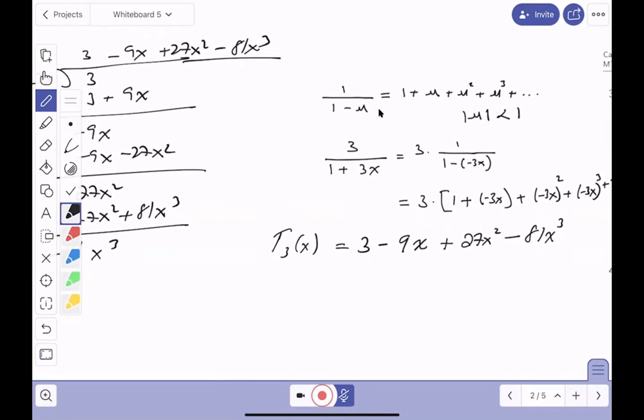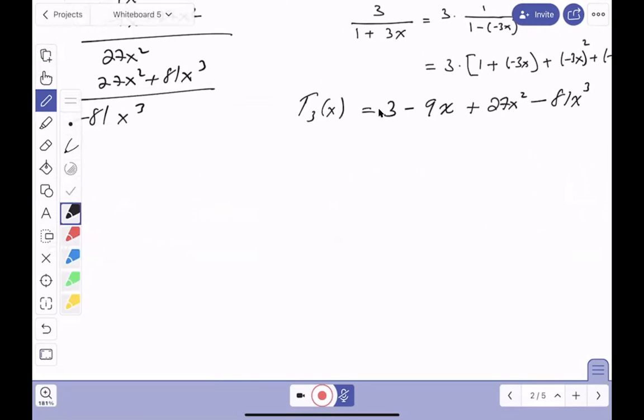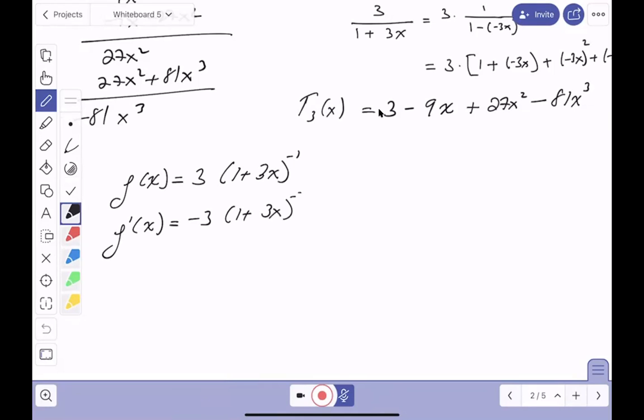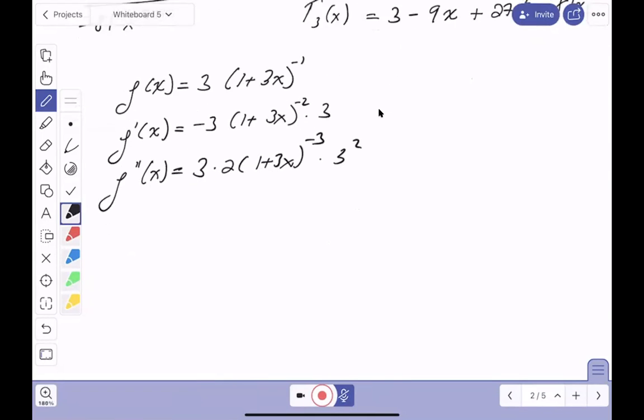All right. They didn't ask me to do that though. What they asked me to do was this by what we gave you in class. So I'm going to write this over here. F of x is equal to 3 times 1 plus 3x to the minus 1. We'll get the same answer, by the way. What's f prime? Well, it's going to be minus 3 times 1 plus 3x to the minus 2 times 3. What's the second derivative? Well, it's going to be 3 times 2 times 1 plus 3x to the minus 3 times 3 squared. Let's keep going.